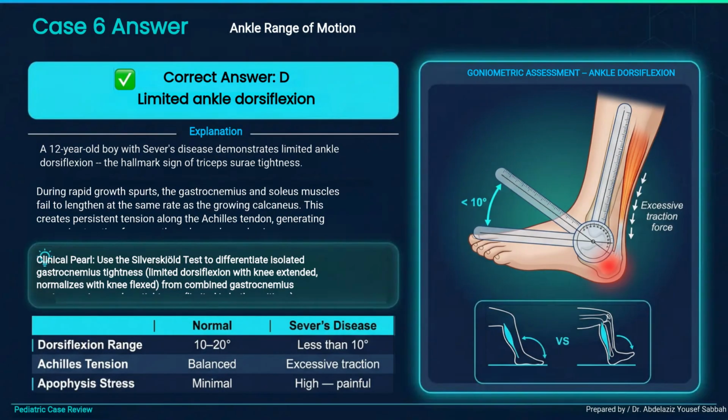Limited ankle dorsiflexion is the hallmark sign of triceps surae tightness in Sever's disease. During rapid growth spurts, the gastrocnemius and soleus muscles fail to lengthen at the same rate as the growing calcaneus. This creates persistent tension along the Achilles tendon, generating excessive traction force on the calcaneal apophysis. In Sever's disease, a normal dorsiflexion range of 10 to 20 degrees is reduced to less than 10 degrees. Use the Silfverskiöld test to differentiate isolated gastrocnemius tightness from combined gastrocnemius and soleus tightness.